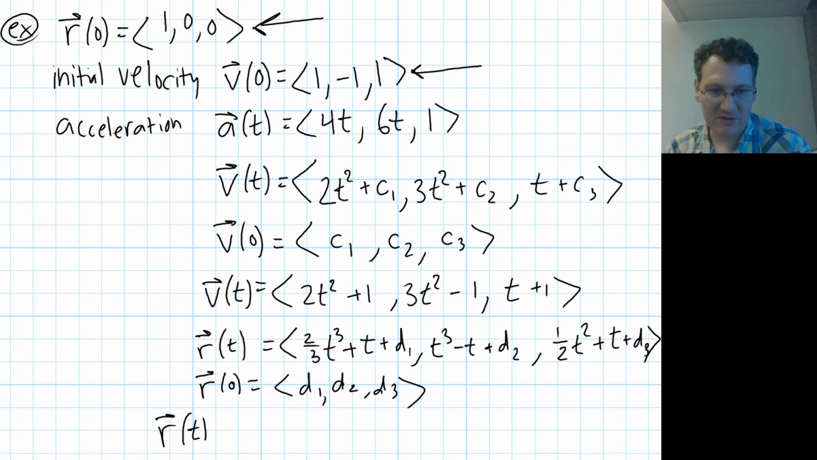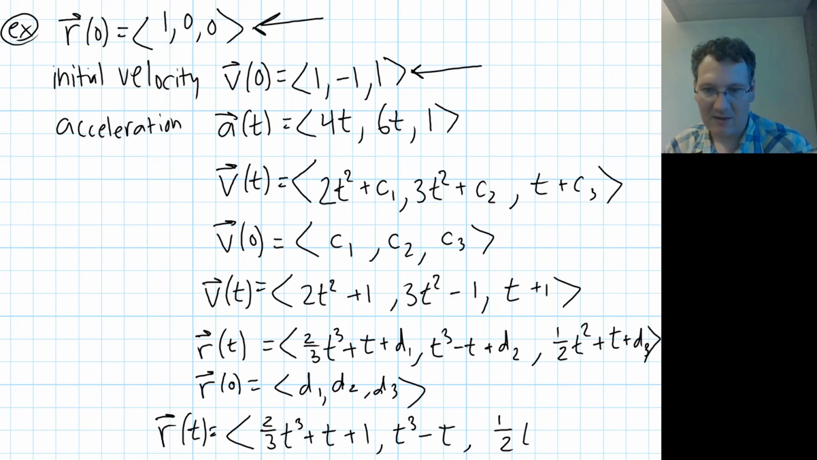So the position function for this thing is in fact 2/3 t cubed plus t plus 1. And then for the second component, we have t cubed minus t. For the third component, it's 1/2 t squared plus t. And that's how you can backtrack. It's just a matter of doing integration and using the starting conditions to find out what those constants are.